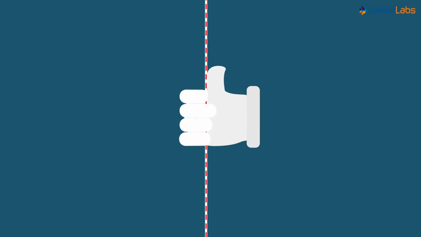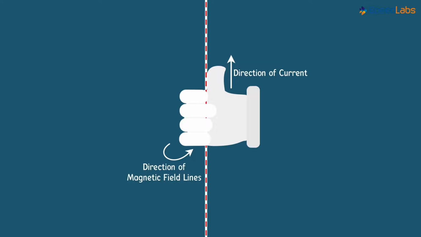Let us look at a convenient way to find the direction of magnetic field. Imagine that you are holding your right hand around a current-carrying conductor and your thumb points in the direction of current. The direction in which our fingers curl gives us the direction of the magnetic field lines. This is known as the right-hand thumb rule.